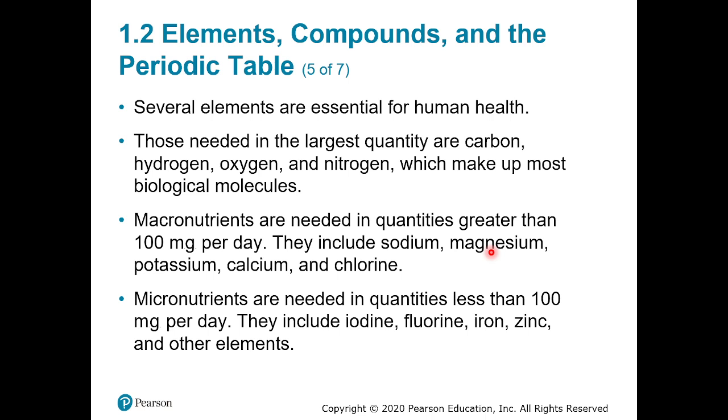Macronutrients are what you need in quantities that are greater than 100 milligrams per day. There's stuff that you need to get in your diet almost all the time in quantities that are enough that you're not just going to accidentally get them. Okay? And so these are going to include things like sodium, magnesium, potassium, calcium, and chlorine.